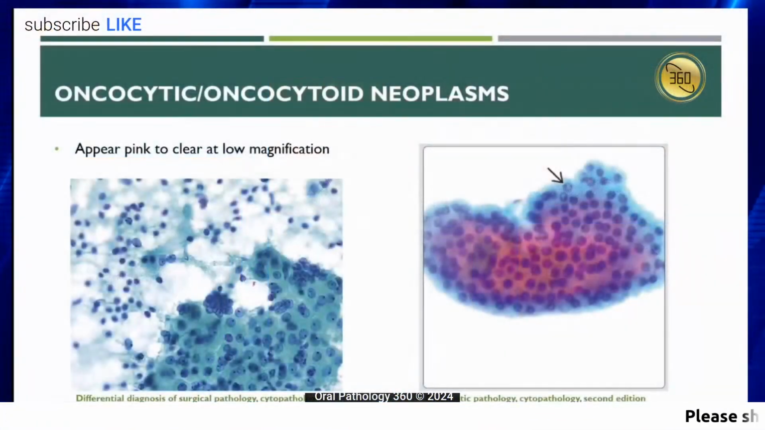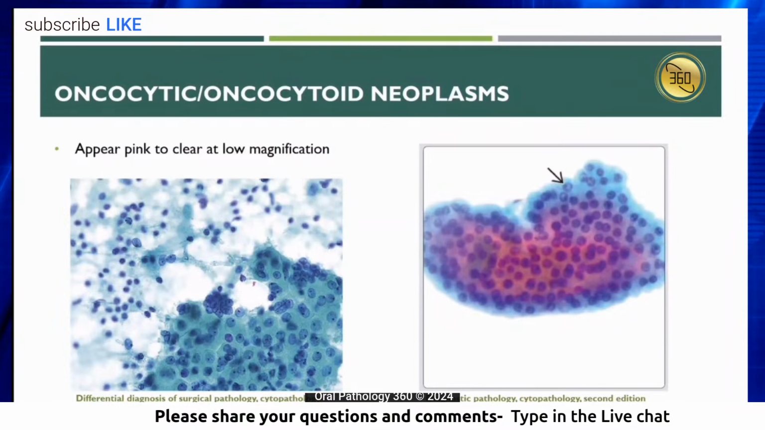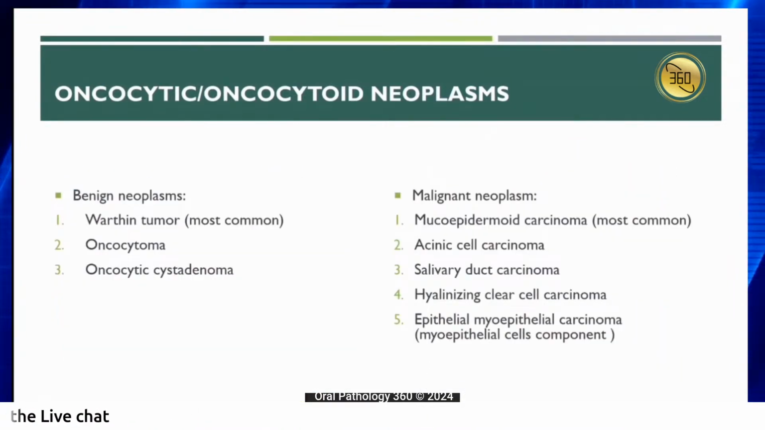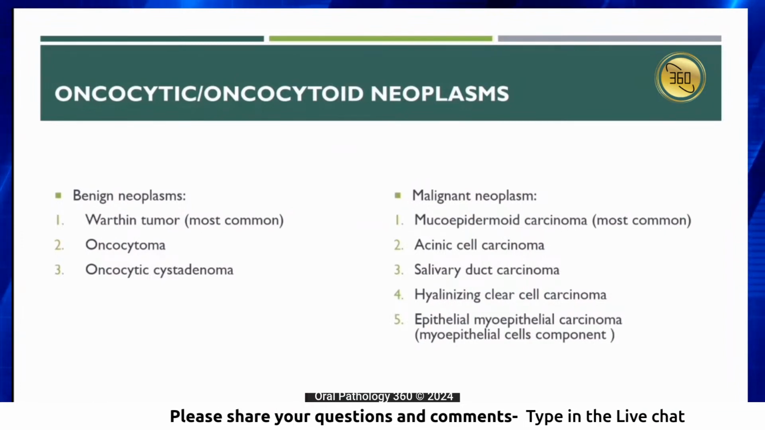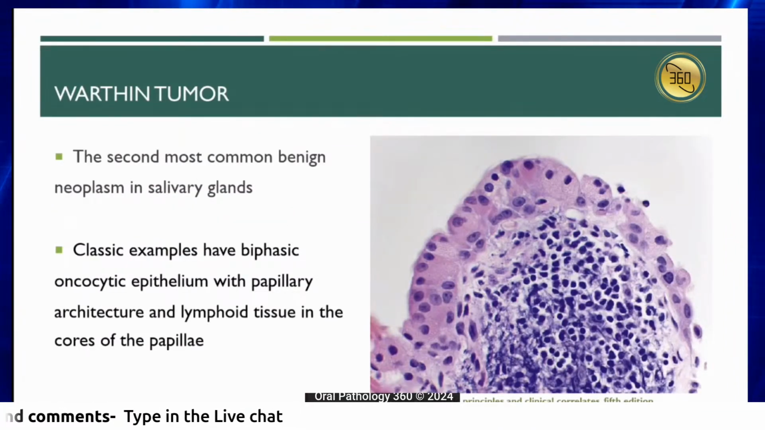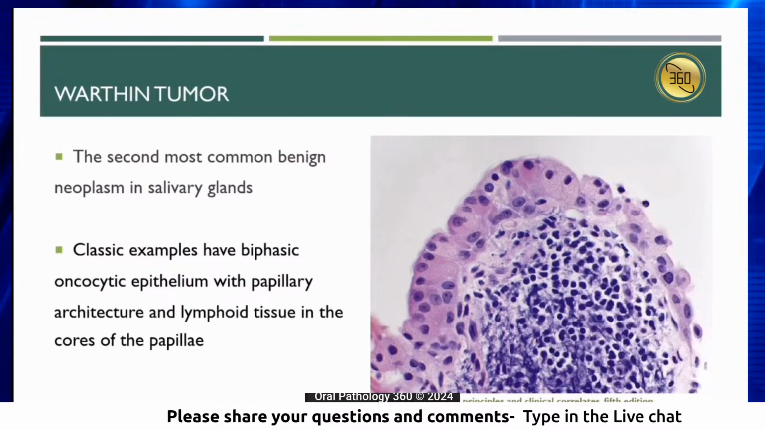The second group of morphologic patterns we see on salivary gland specimens is the oncocytic pattern, which appears pink to clear at low magnification. Here we listed benign and malignant neoplasms with this kind of pattern. Among them, you can see Warthin tumor, which is the second most common benign neoplasm in salivary gland. As you can see in the picture, classic examples of Warthin tumor show biphasic oncocytic epithelium with papillary architecture and lymphoid tissue in the cores of the papillae.